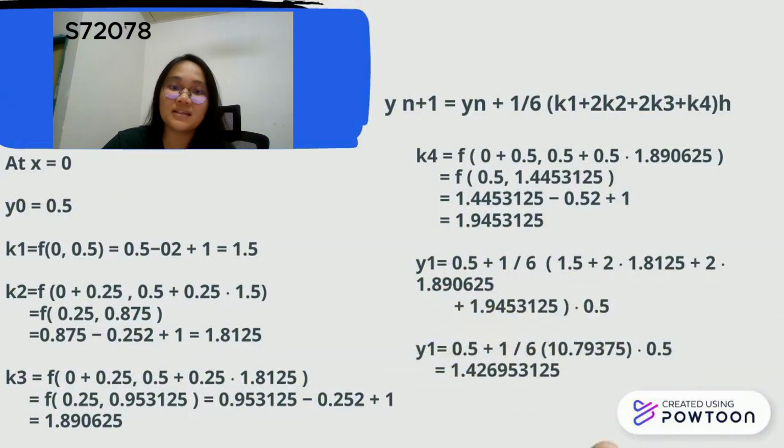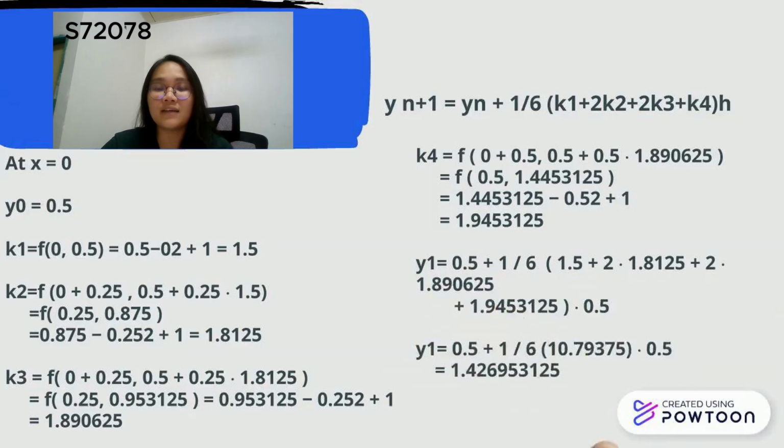The third, we want to get k3. The k3 formula is equal to f in brackets x0 plus h over 2 and y0 plus h over 2 times k2. So we get k3 equal to f in brackets 0.25 and 0.953125. We substitute into the equation y minus x squared plus 1, and we get k3 equal to 1.89062625.